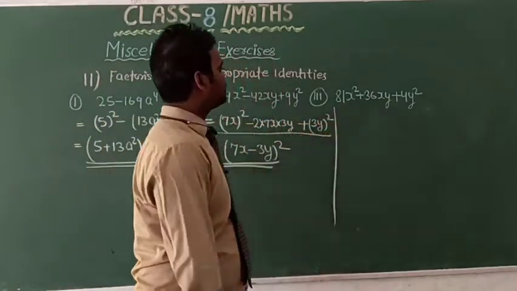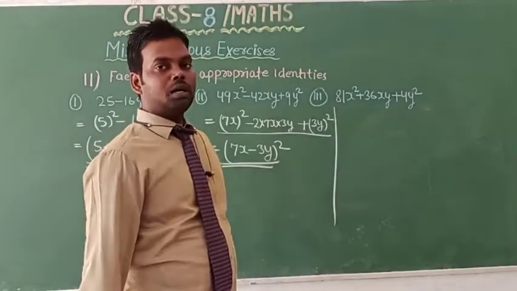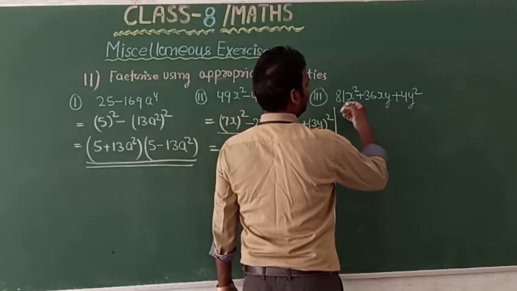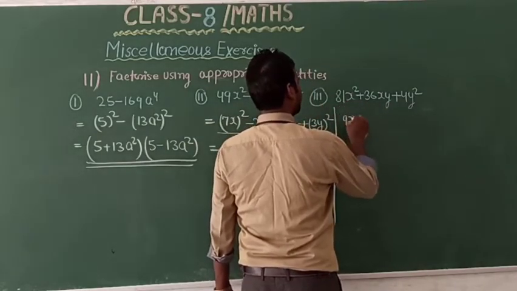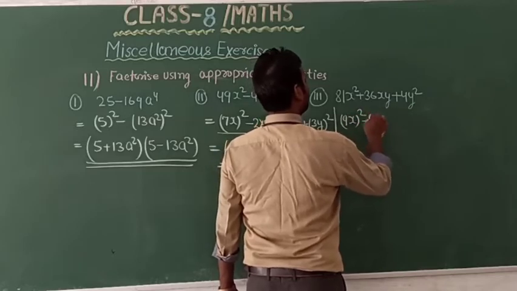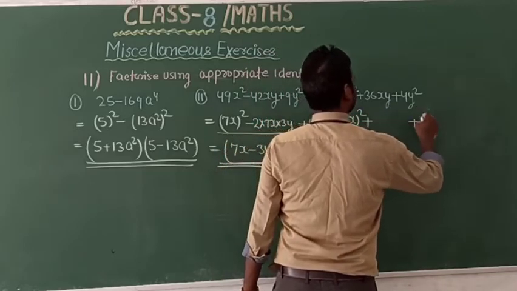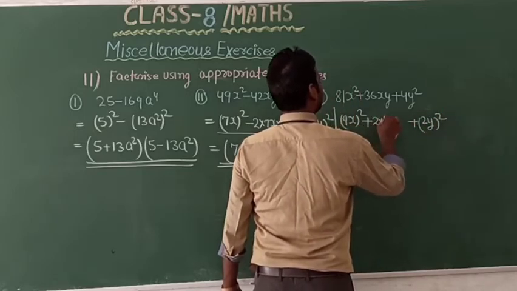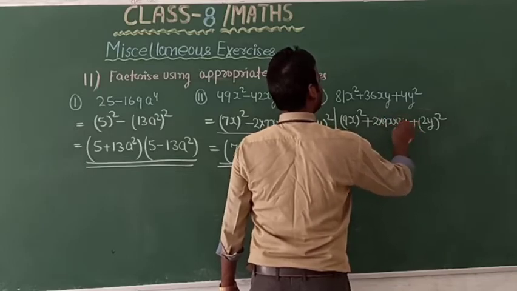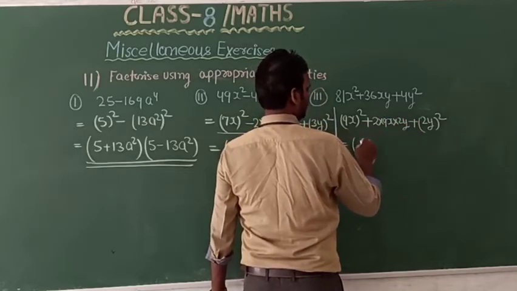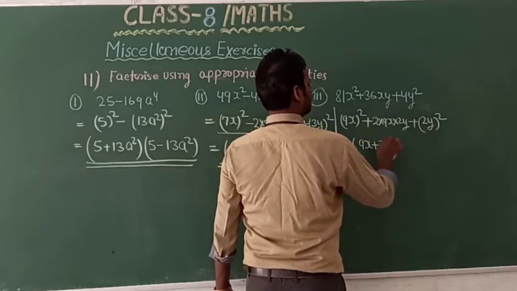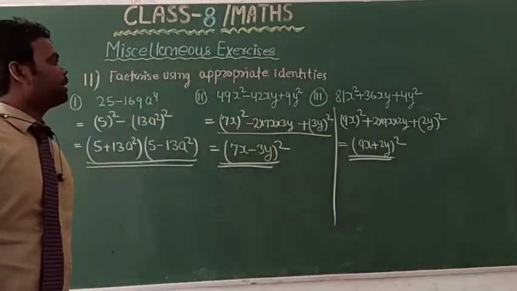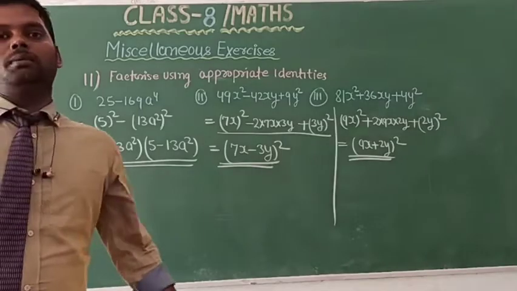This is 81x square plus 36xy plus 4y square. This is also first and third terms written as 9x whole square plus 2y whole square plus the product of 9x into 2y. So this is the identity, 9x plus 2y whole square. Okay, so this is the solution of the first, second and third parts of question number 11.